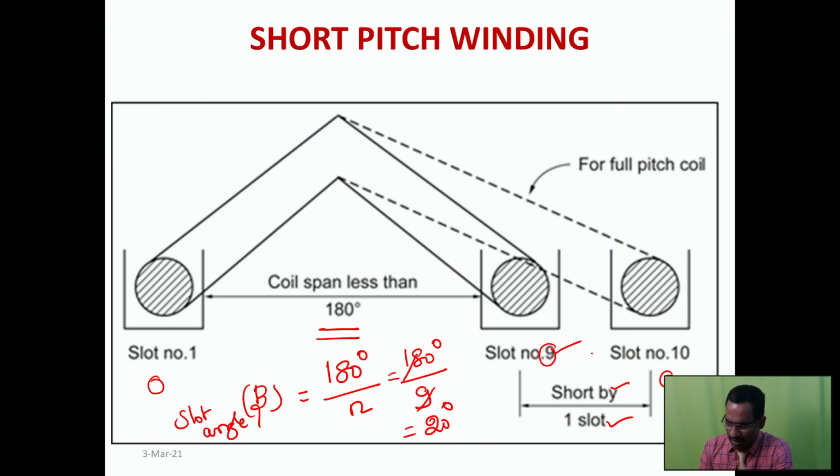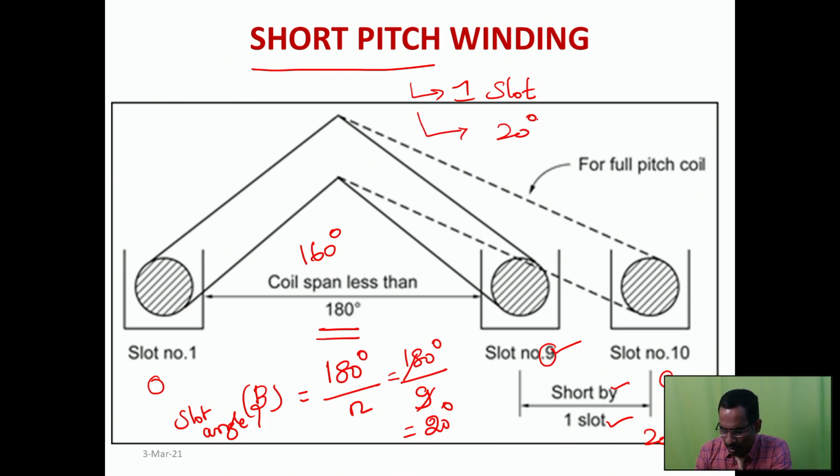Here if I am shorted this slot by 20 degree, it means that now the coil is shorted by 20 degree, or the coil span here is 160 degree. So here it is short pitched by, either we can mention it in terms of slots, one slot, or it is shorted by 20 electrical degrees. Right, it is short pitch.